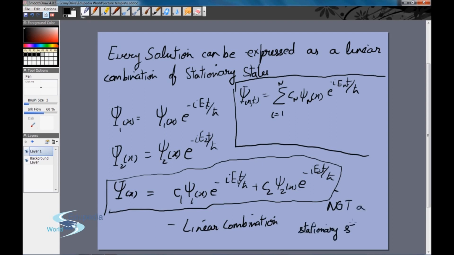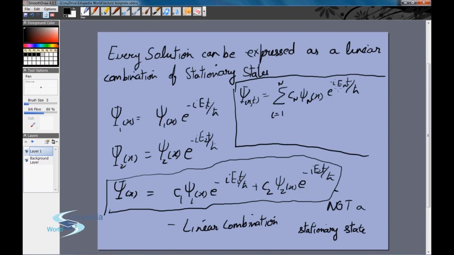In fact, even if you just measure the probability density, psi star psi, you'll see that all the complex conjugates won't cancel, and even the probability density would be dependent on C1, C2, and time. So a general solution can be written like this, which can have any number of terms for different energies. It may even have infinite terms for infinite different energies.